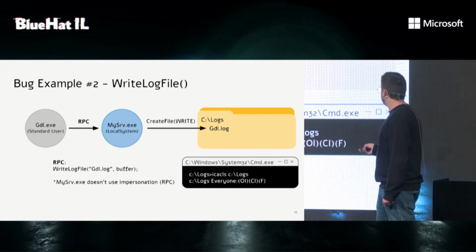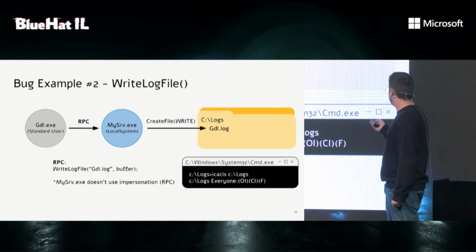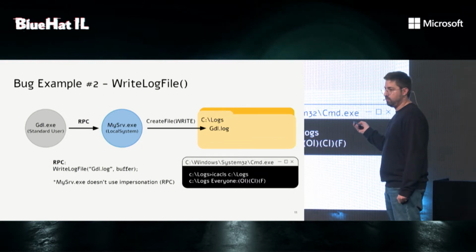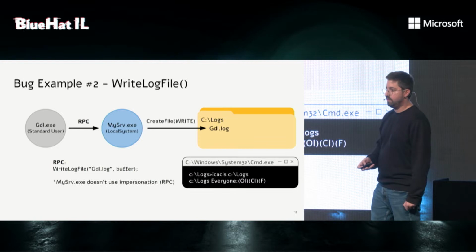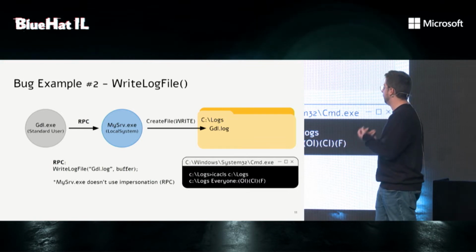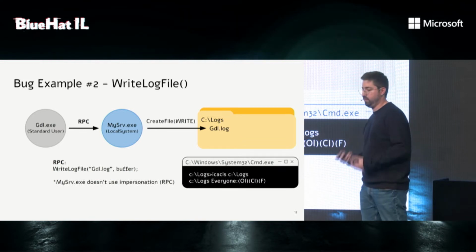Now, I dumped the security descriptor of the c:\logs directory. And it shows that the Everyone group on Windows has full control to it. So basically, almost any process on the system, any user in the system can write data to this directory.